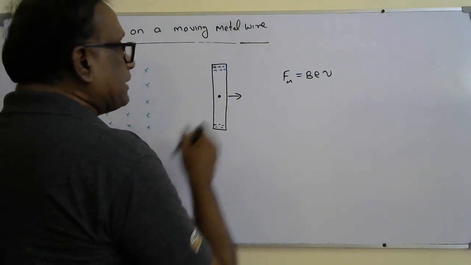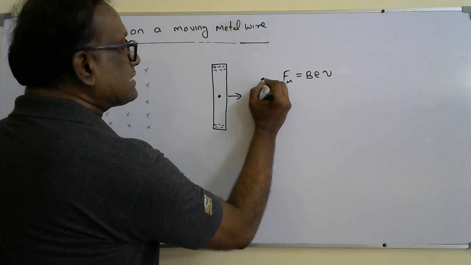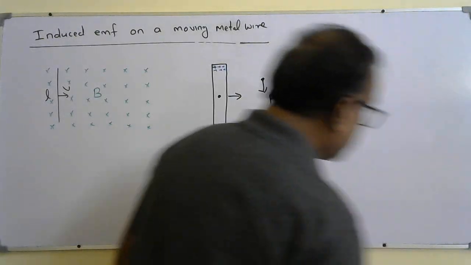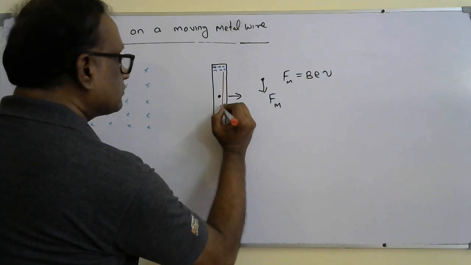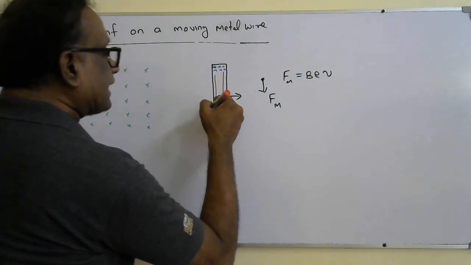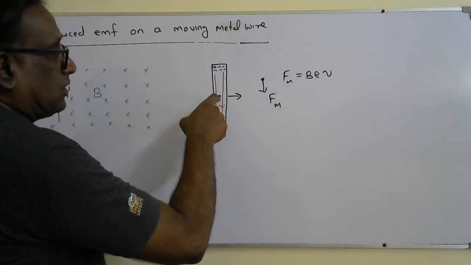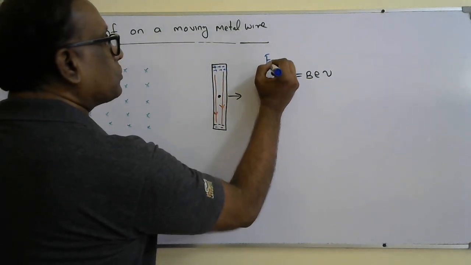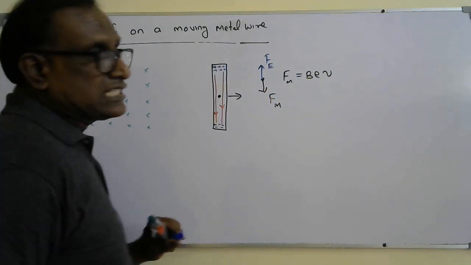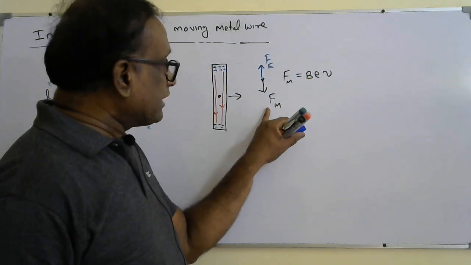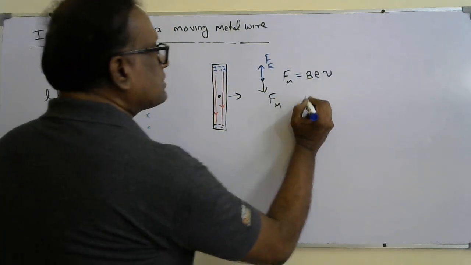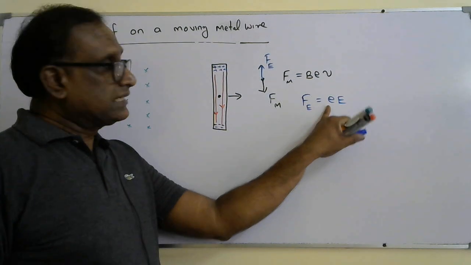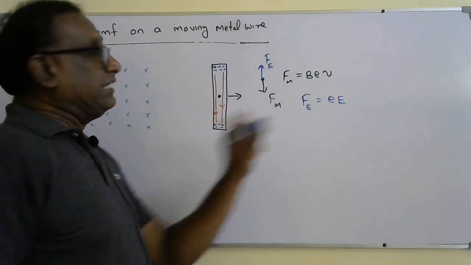So the electron will experience two forces. One is the magnetic force, in the downward direction, Fm. The electric field lines will be from positive to negative, so the electric field lines will be downwards. Since it's an electron, it will experience an electrostatic force opposite to the direction of the field lines, that is, in the upward direction. So when the rod is moved at constant speed, these two forces will be balanced. The magnetic force is given by Bev, and the electrostatic force is given by Fe equal to eE, where e is the charge of an electron and E is the electric field strength developed inside the rod.